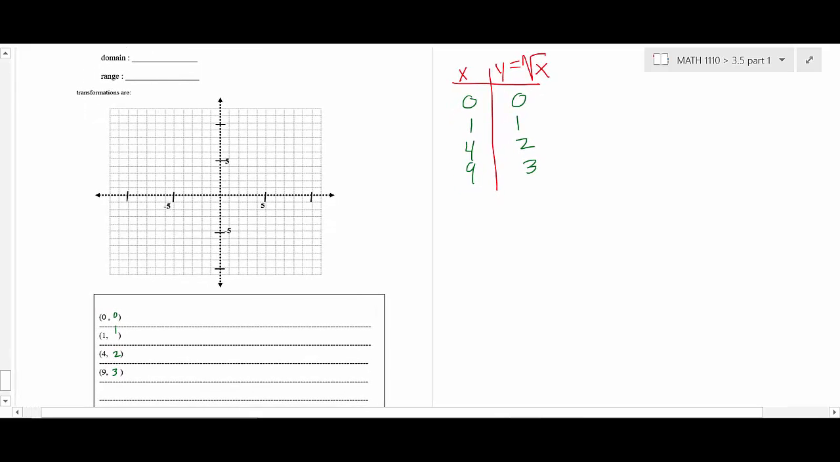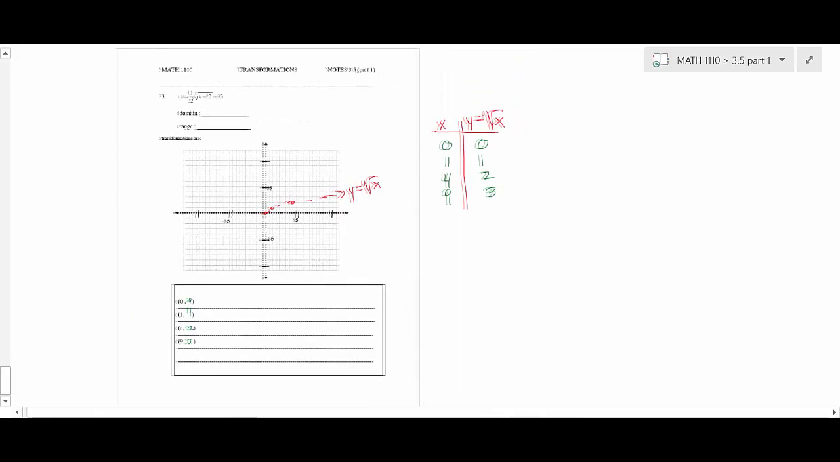Okay, all right, so let's go ahead and plot those 4 points as our elementary functions. So we're going to have 0, 0, 1, 1, 4, 2, and then 9, 3. And we've already learned that. We learned that last week. That's what the graph of y equals square root of x looks like.